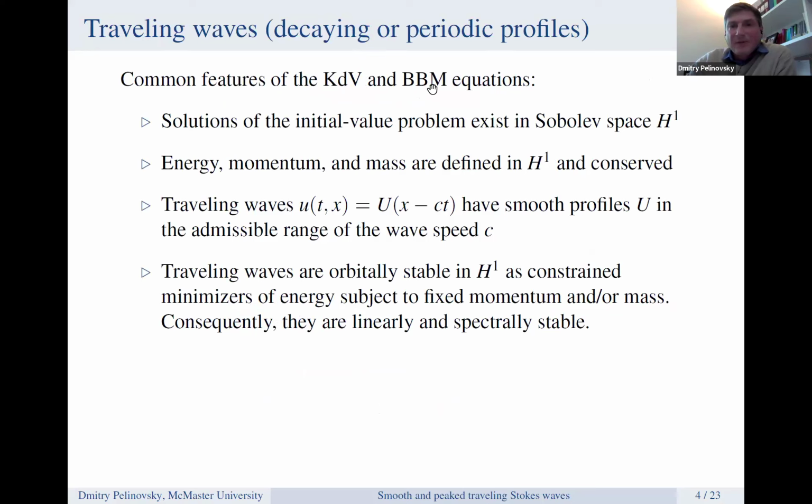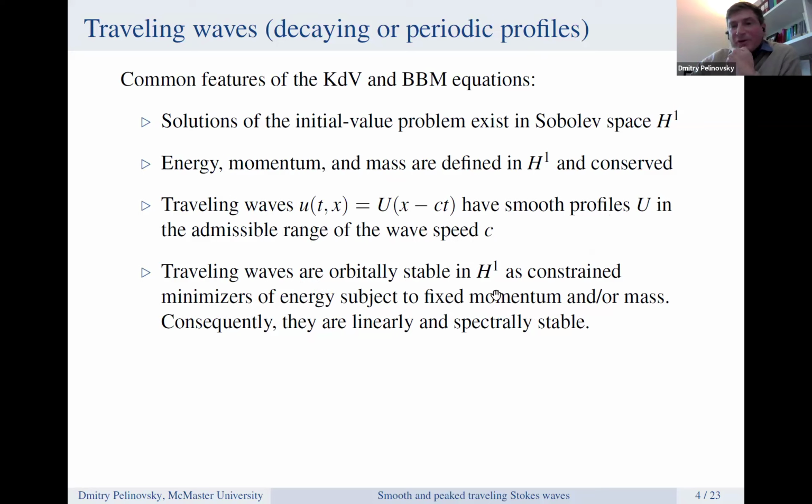For KdV and BBM, they share common features. Solutions of the initial value problem exist in the Sobolev space H1. And in this Sobolev space, the energy and momentum functionals are well defined. That makes it an energy space, which is very good, conserved in time. The traveling wave solutions can be found effectively from an ODE. The study of this ODE shows that all traveling wave solutions have smooth profiles in the admissible range of the wave speeds. Moreover, these traveling waves become constrained minimizers of the energy subject to momentum.